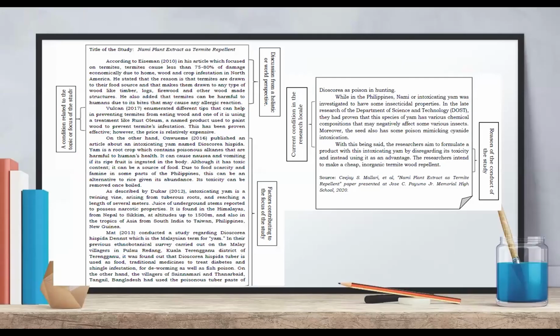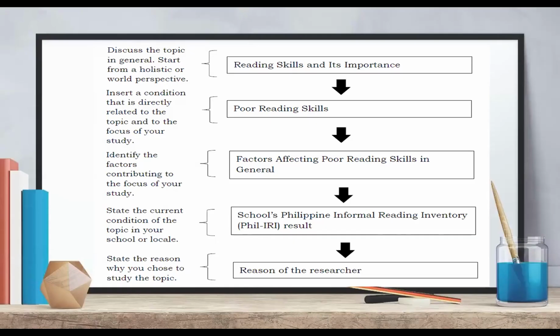Muna siya ang sample. But before that, before the sample, this is an example of outline, ha? So this is an example outline. So first is your reading skills and its importance. So here, you are going to discuss the topic in general. So start from a holistic or world perspective. So from, as what I have said, from broad to specific, so diri, imo pa na siya i-discuss in general ang topic, okay?